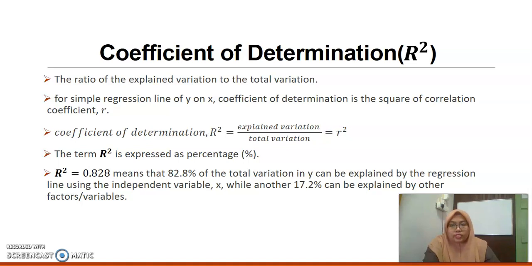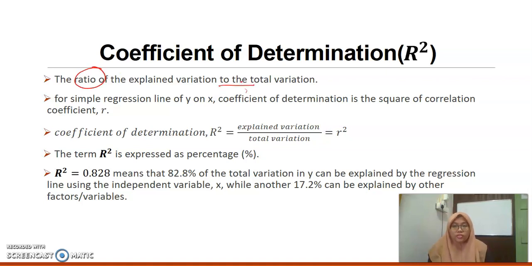Okay, hi, welcome again. So in this video, we are going to look at the coefficient of determination, R square. The notation for the coefficient of determination is R power of 2, R square. It is the ratio of the explained variation to the total variation. So R square is the ratio.